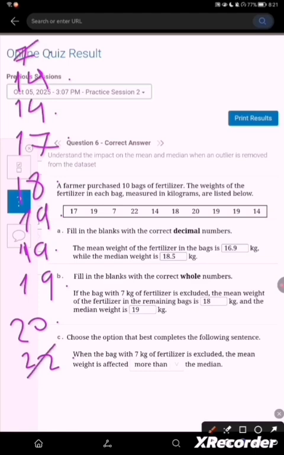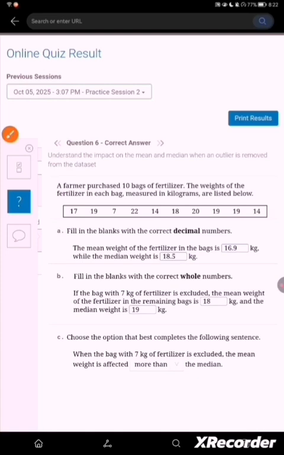Now you can start by crossing out. So 22 and 7, 20 and 14, 19 and 14, 19 and 17. You're left with 18 and 19. Just take your calculator, or you can assume that the number between them is going to be 18.5. If not, take your calculator, 18 plus 19, divide the answer by 2. You get 18.5, which is your median. Okay?